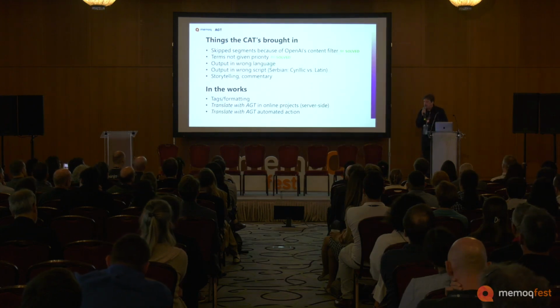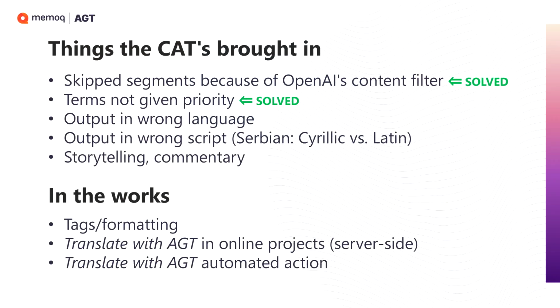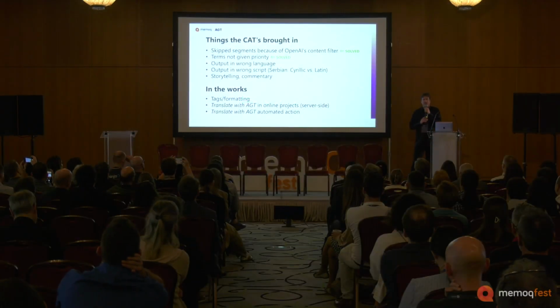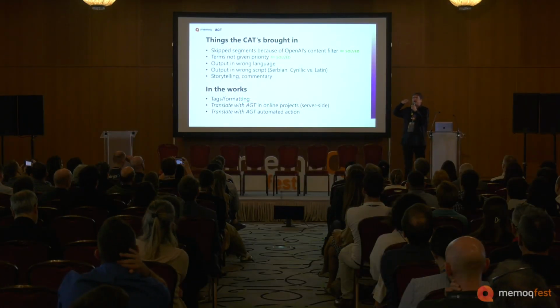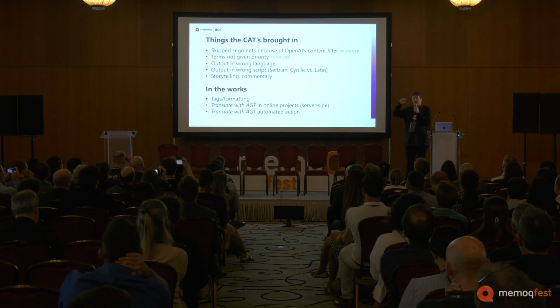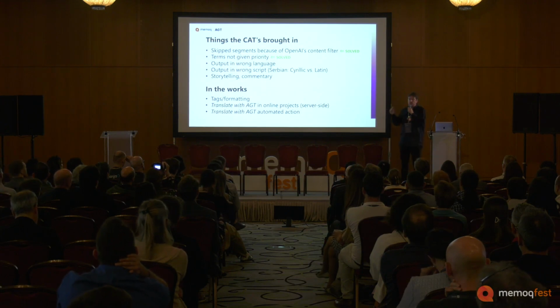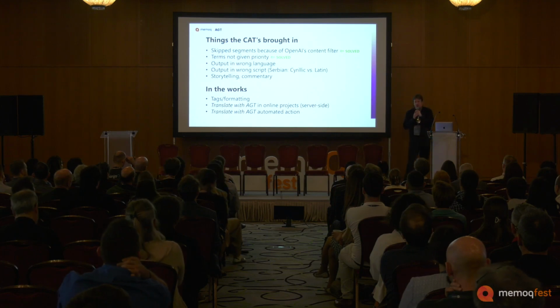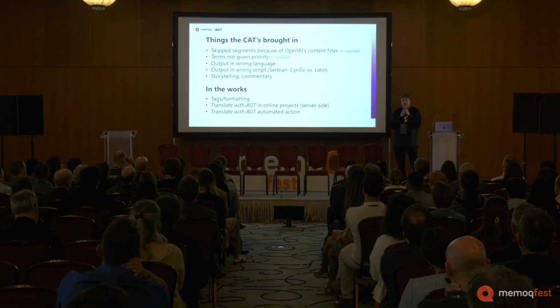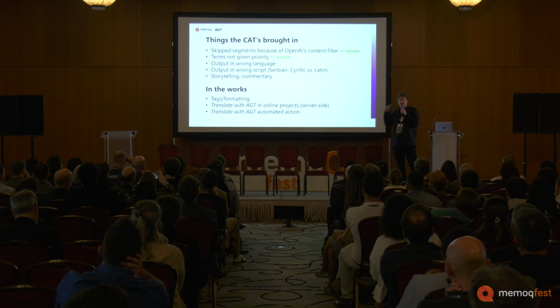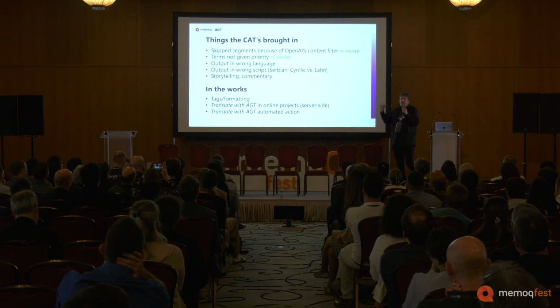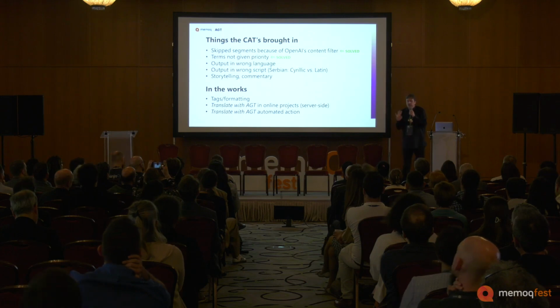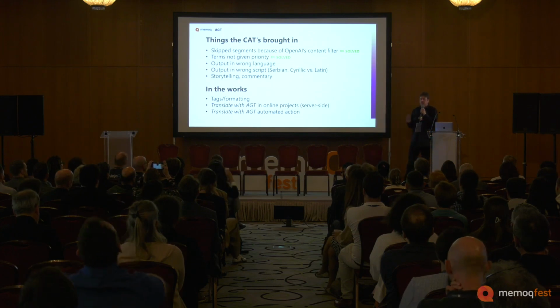A few experiences from the roughly half year since AGT has been out in public. There have been a couple of hiccups, like a couple of segments were skipped because OpenAI's content filter was triggered, but we managed to have that disabled for this particular use case. There was a point where terminology matches were not as prominent as we wanted them to be. We fixed that by updating the prompt. And sometimes other mishaps happen, like the outcome is in the wrong language or does not use the desired script, etc.